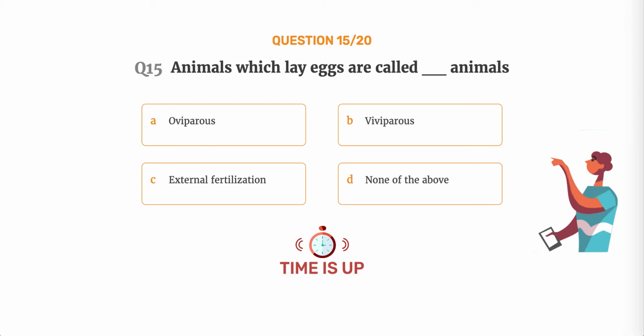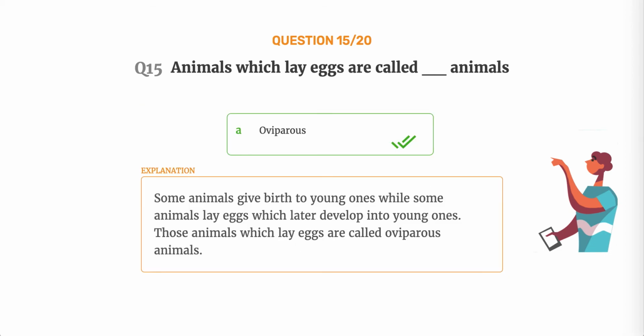The correct answer is option A, oviparous. Some animals give birth to young ones while some animals lay eggs which later develop into young ones. Those animals which lay eggs are called oviparous animals.